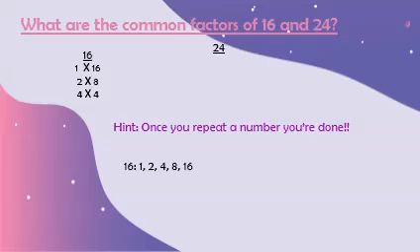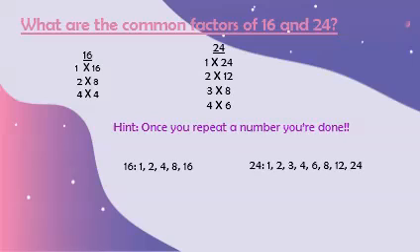Now what are the factors of 24? 1 times 24, 2 times 12, 3 times 8, 4 times 6, and we are done because 5 is not a factor, and 6 is the repeated number, so we stop. So the factors of 24 are 1, 2, 3, 4, 6, 8, 12, and 24. What are the numbers that are found in 16 and 24?